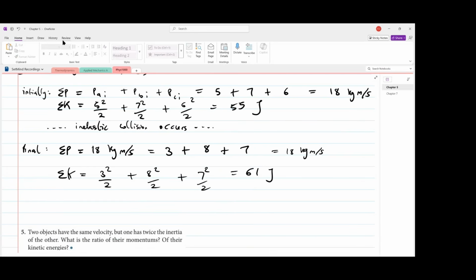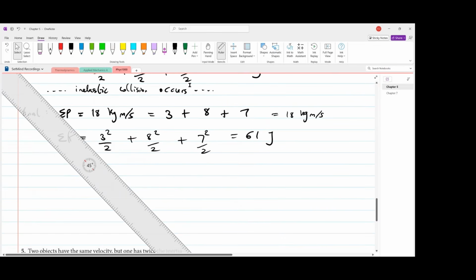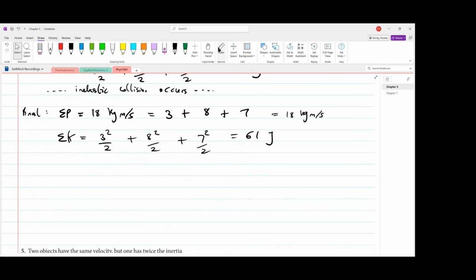So for a singular object, momentum must change for kinetic energy to change.